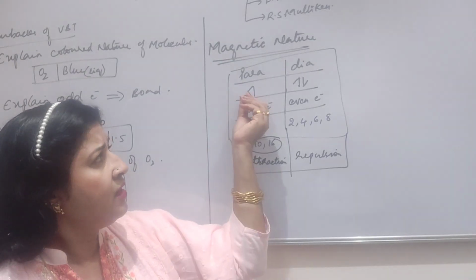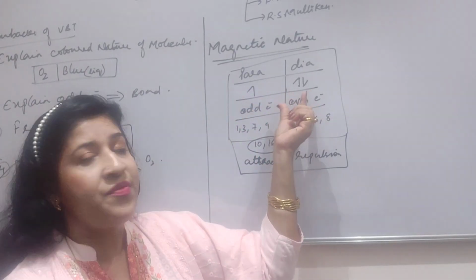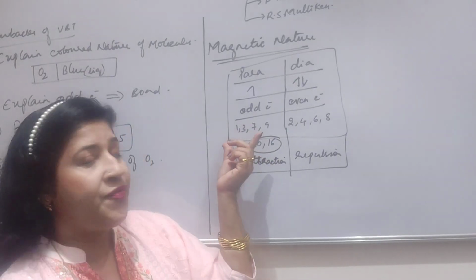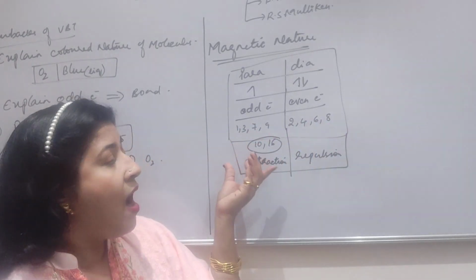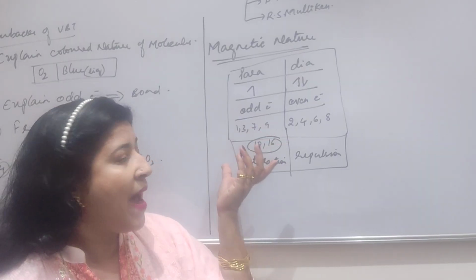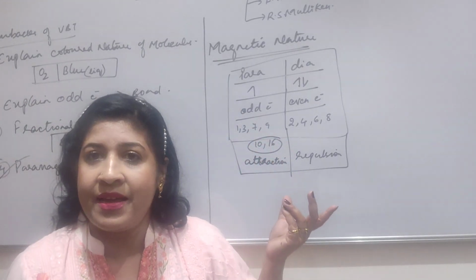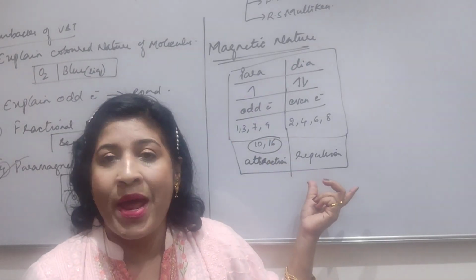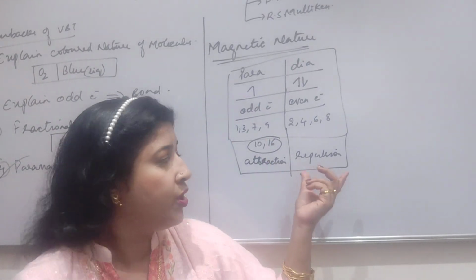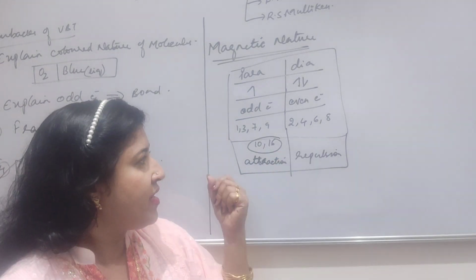So VBT said that if there is an odd number of electrons, then it is paramagnetic. If it is an even number of electrons, then it is diamagnetic. Of course, odd is 1, 3, 7, 9, even is 2, 4, 6, 8 electrons. However, paramagnetism is where the magnetic lines get attracted in the magnetic field. When the magnetic lines of the molecule get repelled in the magnetic field, it is known as diamagnetism.